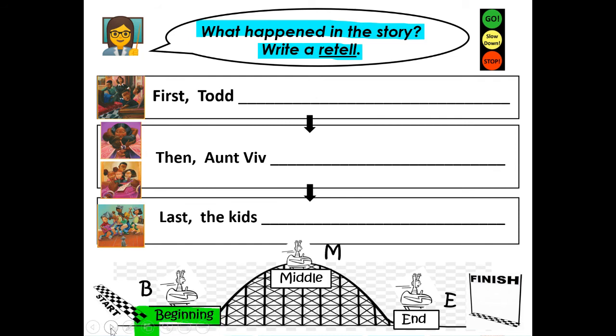So, what happened at the beginning or start of the story? First, Todd. What did Todd do or think? So you are going to write first, Todd. So say your sentence out loud and then write it in a complete sentence. First, Todd. So you're going to push pause, write your first sentence, the green sentence starter, and write a complete sentence. Tell what happened at the beginning of the story. First, Todd, what did he do? He felt. So push pause, write your green sentence, and when you're done writing your green sentence, push play and we'll move to the middle of the story.